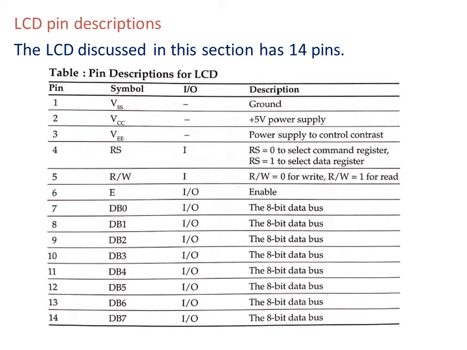And pin number 4 is RS, and it is an input pin. When RS is equal to 0, we select the command register; we set RS equal to 1 to select the data register. The fifth pin is read or write, again an input pin. If the read or write pin is equal to 0, it is for write operation, and this pin is equal to 1 for read operation. The sixth pin is E, that is enable, and it is an IO pin. And pin numbers 7 to 14 are the 8-bit data bus. They are again IO pins as shown in the table.